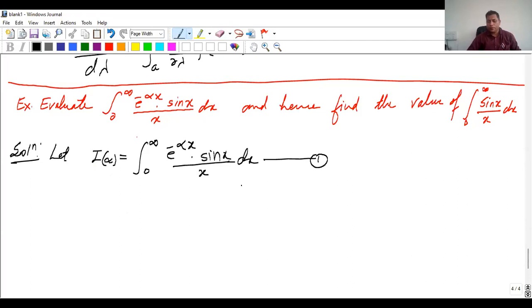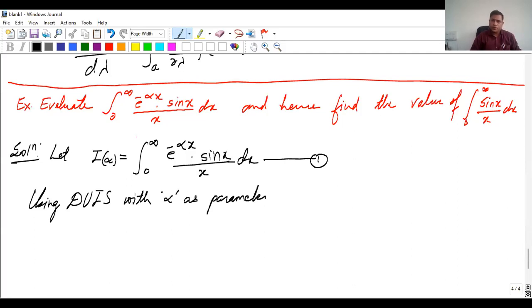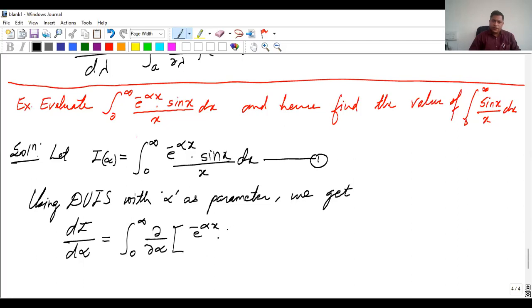Let this be equation 1. Now we write, using differentiation under integral sign with alpha as parameter. We always have to declare what is going to be the parameter. So here alpha is the parameter, then we get dI by d alpha equal to the integral from 0 to infinity of del by del alpha of e raised to minus alpha x, sin x upon x dx. Is that okay? Are we getting this step?